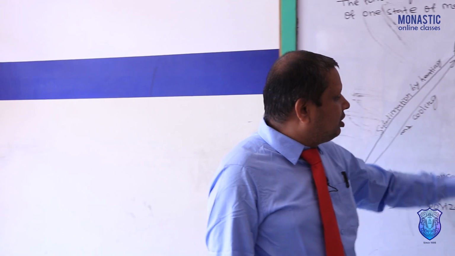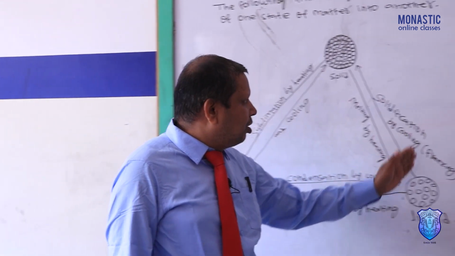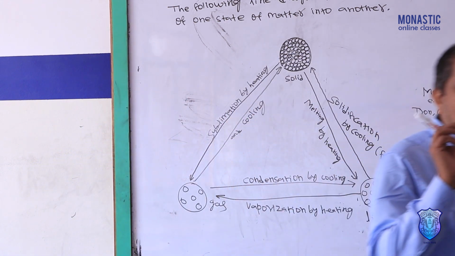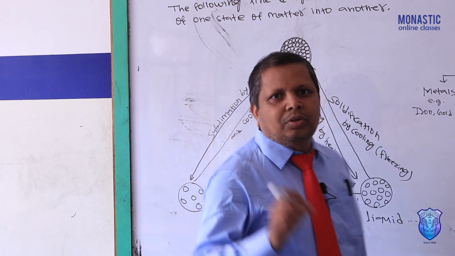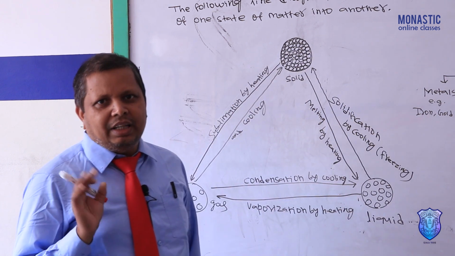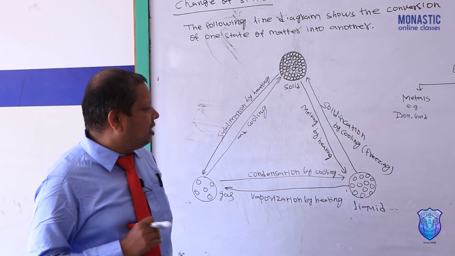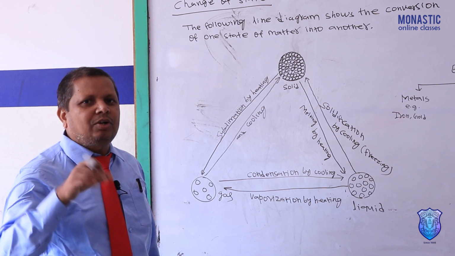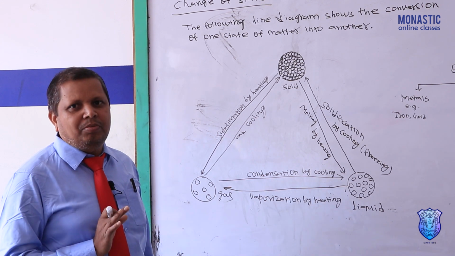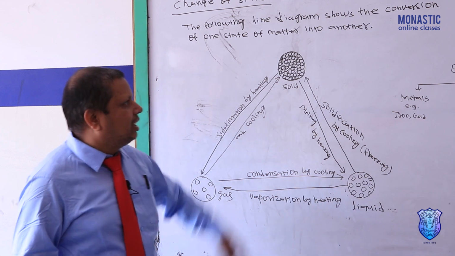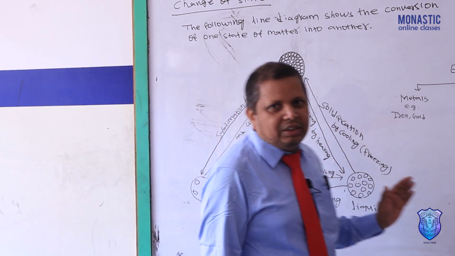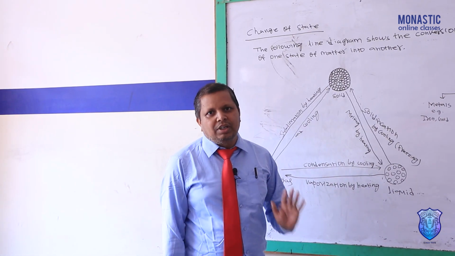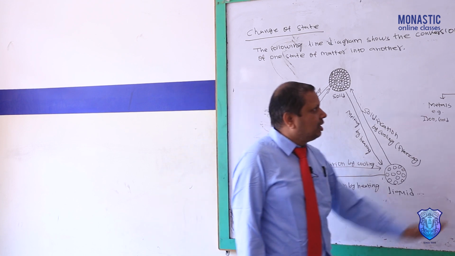Liquid changing into solid is called solidification. The temperature at which a solid melts into liquid is called the melting point. And the temperature at which a liquid starts to boil is called the boiling point of the liquid. This is the change of matter from one state to another state. How does it change? On heating and cooling. Let's go.